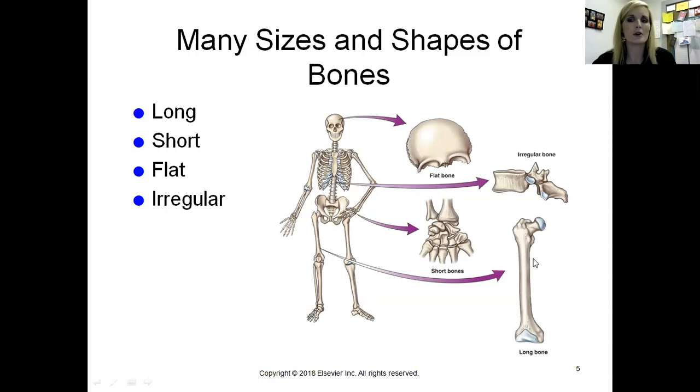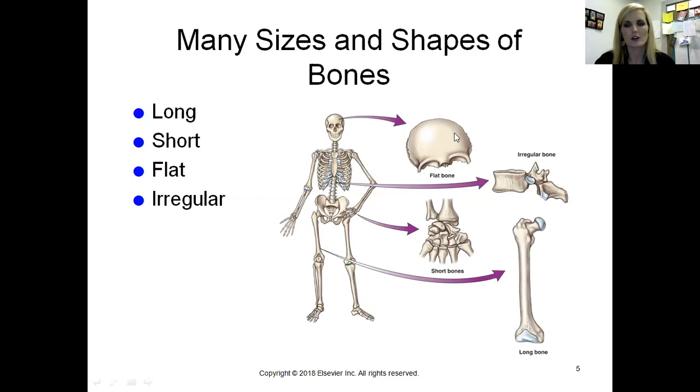But here, our long bones are typically our arms and our legs. This is particularly our femur, which is our bone of our thigh. So you can see that it is very long in shape. Whereas our short bones, these are the bones of our wrist, called our carpal bones. You can see that they're very, very small. There's quite a few of them here in this picture, but you can see that they are short in shape. And then we have our flat bone.